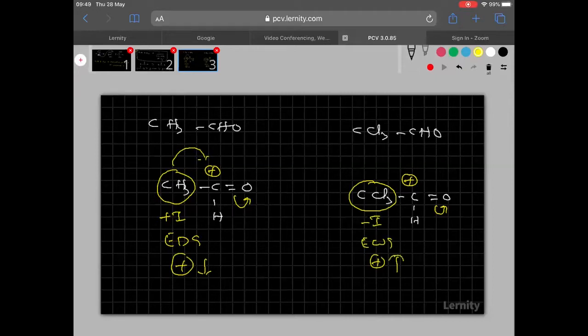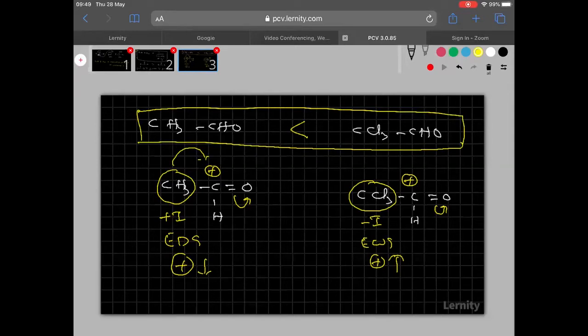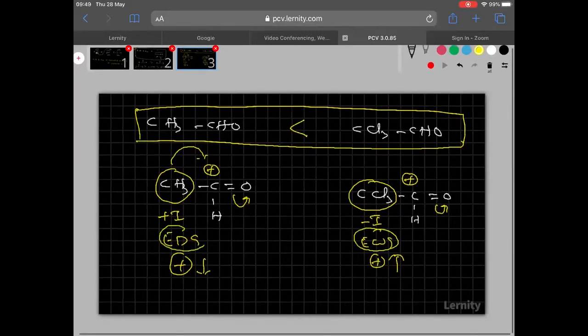Therefore, just now I told you the rate of nucleophilic addition is directly proportional to what? The amount of positive charge on the carbonyl carbon. So where is the positive charge more? In the second one. Therefore, the second one is more reactive than the first one towards nucleophilic addition. Why is the second more reactive? Because in the second one electron withdrawing groups are there. Why is the first one less reactive? Because electron donating groups are there.